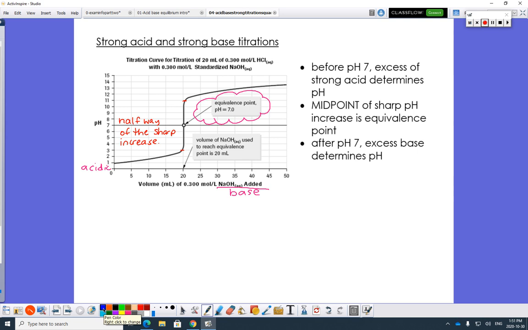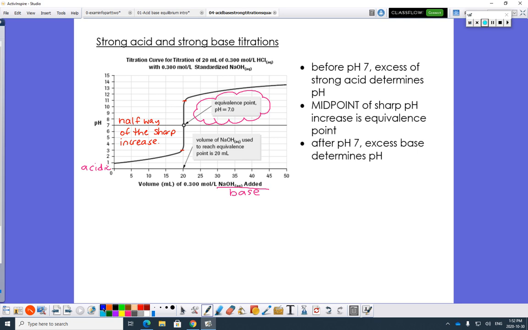And it says that here, the midpoint of the sharp pH increase is the equivalence point. So if you were given just the curve, you could figure it out. I can't remember if I left the question on the exam review. It talks about the curves and whether it is a strong acid or strong base. So you would be looking for the pH of 7 in the sharp increase.